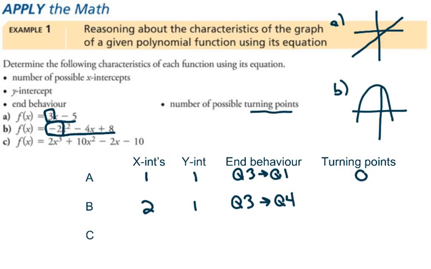The number of turning points, like I said with A, this is the number of places where the graph changes direction. There is 1. It is right here. It changes the graph from moving up to moving down, so we have 1 turning point.